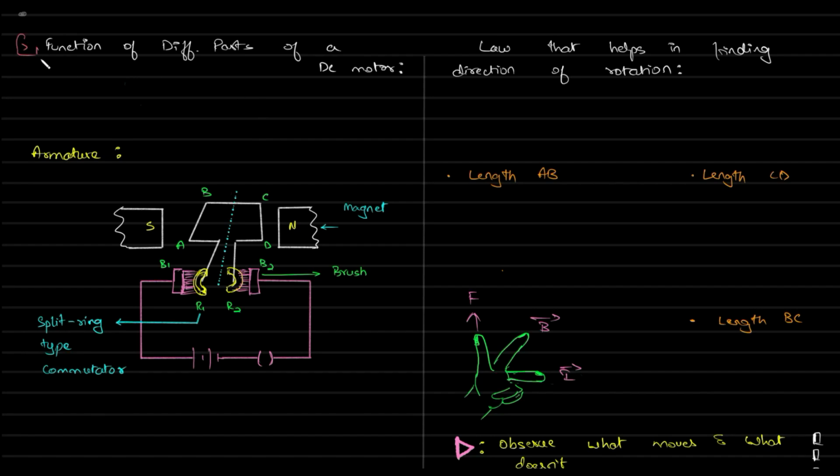The role of different parts of a DC motor. So what kind of things they do? First, we'll talk about the armature. It does the main key thing that a DC motor does. That is converting, what? Converting electrical energy into mechanical energy. Right? That's the role of an armature. How does it do that? We'll be understanding it shortly.